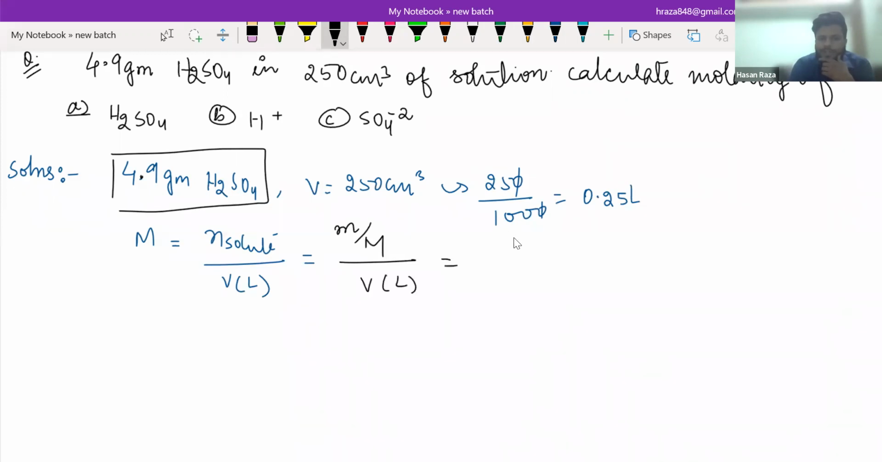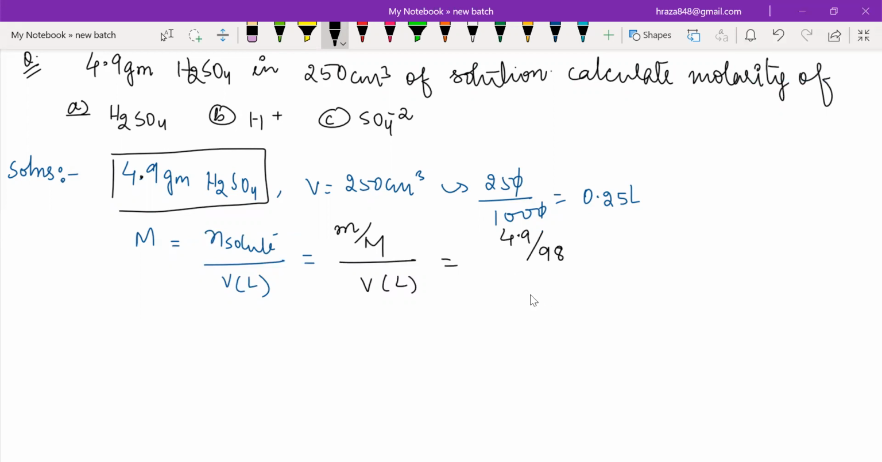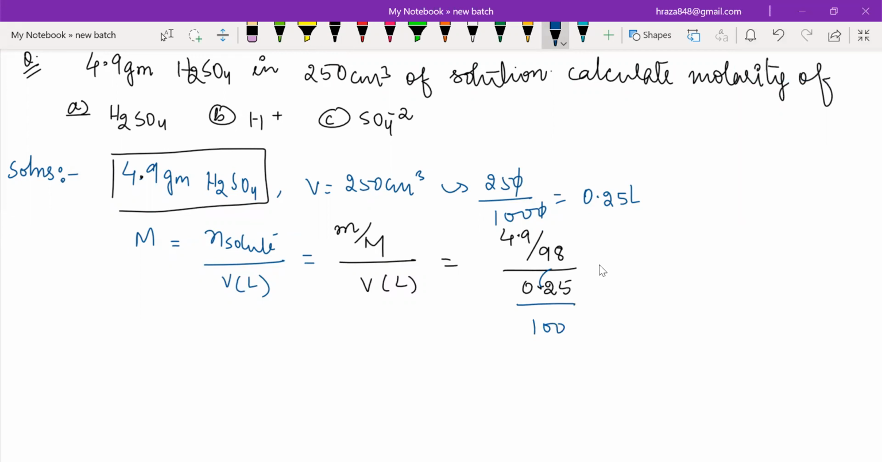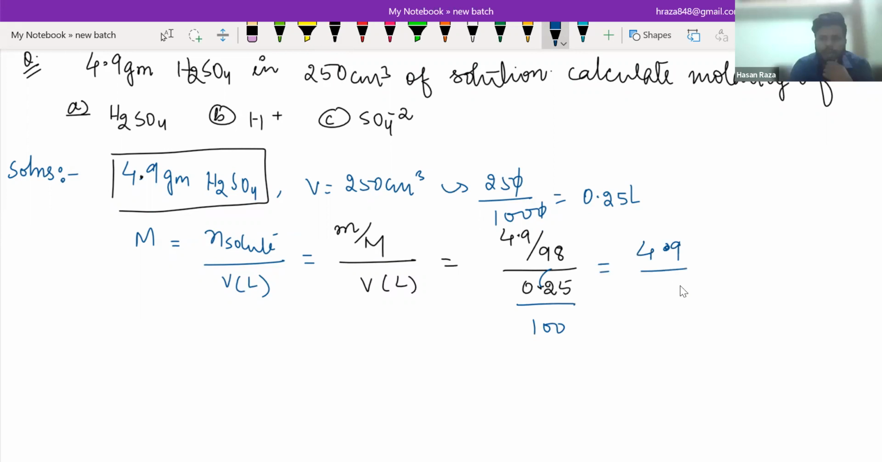Given mass is 4.9, molar mass is 98, and the volume is 0.25 liter. We can remove the decimal, and it will be divided by 100. Now we calculate: it will be 4.9 upon 98 into 100 divided by 25, with the 100 in the numerator. Is that clear? Yes, sir.